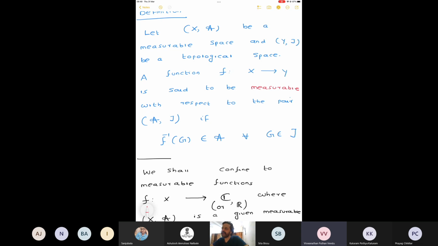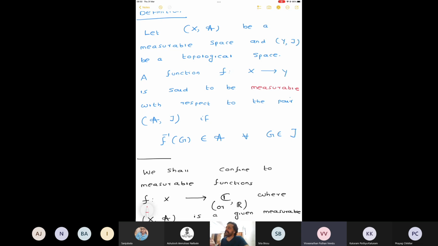But here let me also make a comment. Why I define it like this, with the codomain as a topological space, is because later we will be considering only real valued functions and complex valued functions. And in real and complex, you already have a topology. That's why I have defined measurability like this. But instead of having a topological space, you may have both domain and codomain as measurable spaces. I repeat, you may have domain and codomain as measurable spaces. In that case also, I will define measurability of a function like this.